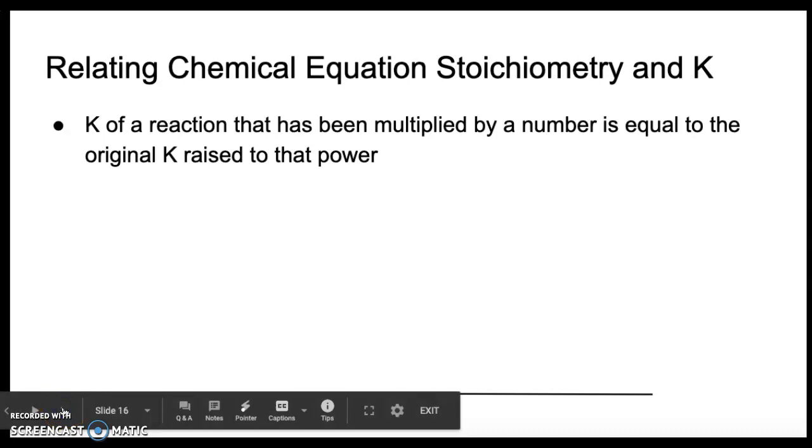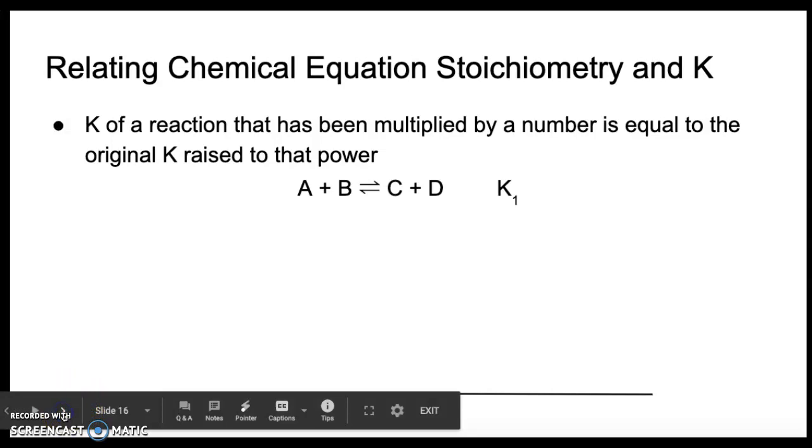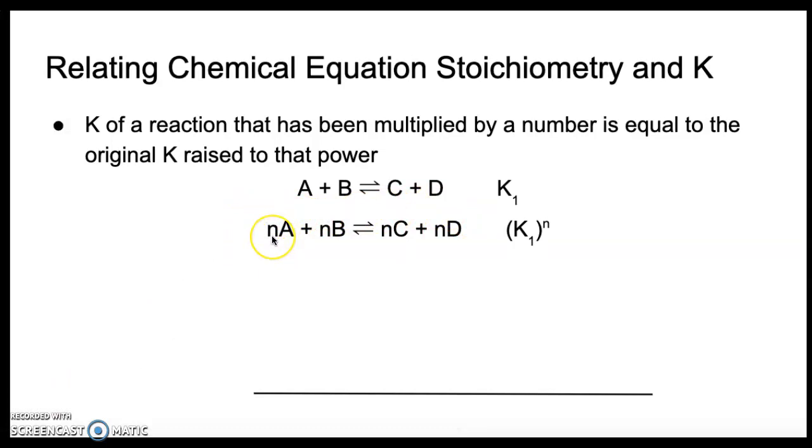All right, so if we take the equilibrium constant of a reaction that has been multiplied by a number, that's going to be equal to the original equilibrium constant raised to that power. So what I mean by that, if we take A plus B going to C plus D, and that's got some equilibrium constant K1, and then if we took that whole reaction and we multiplied it by some number N, like times 2 or times 3 or whatever, then our equilibrium constant for that reaction would just be our original equilibrium constant raised to the power of whatever we multiplied our reaction by.